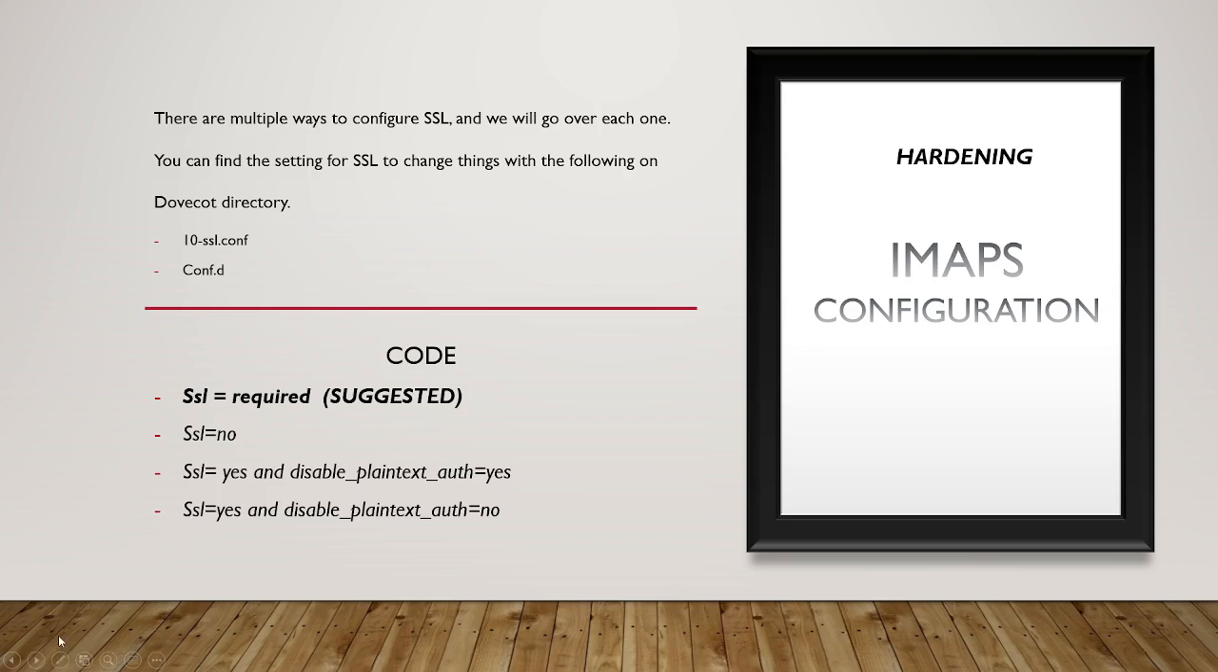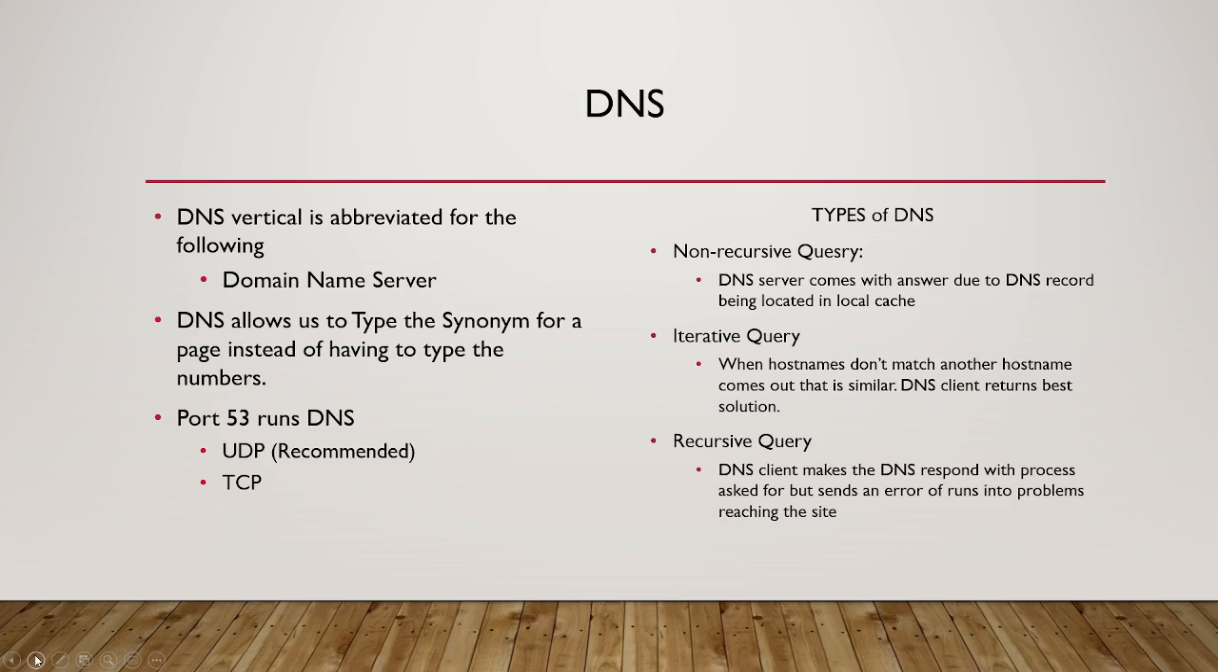Moving along, DNS. DNS is abbreviated for the following: Domain Name System. DNS allows us to type the name of a page instead of typing the numbers. For instance, there are a lot of pages where you have www.ksu.com, but there's actually an IP address for it. It could be 192 and so on. That's what DNS does. It allows us to use the name instead.